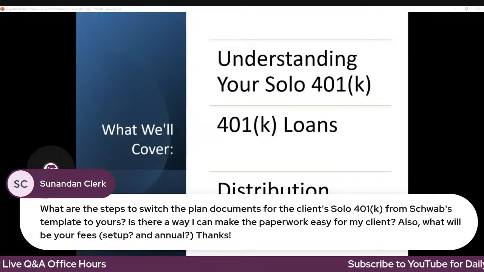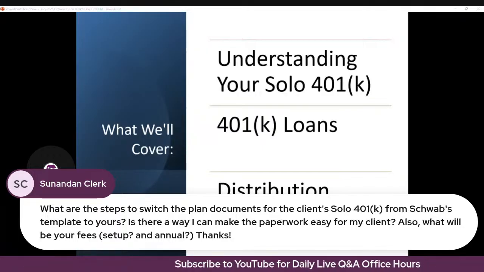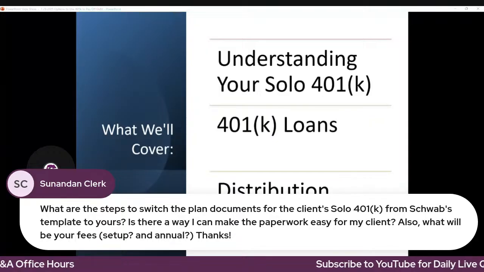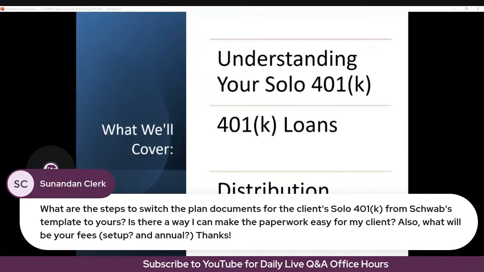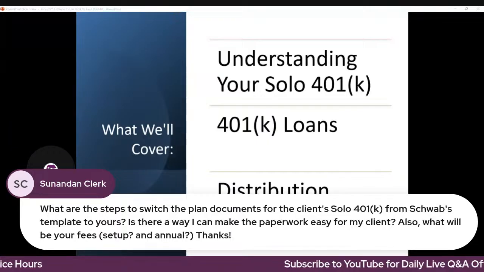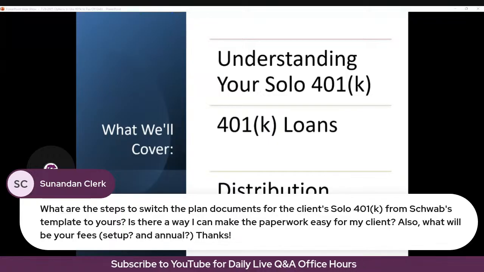So that's a classic scenario where someone will start out with the basic plan, for example, at Schwab, and then want to upgrade to our plan to take advantage of the service and features of our plan, whether it's the ability to make mega backdoor Roth contributions, or the ability to take a 401k loan, or the ability to qualify for a tax credit. Our plan makes the self-employed business eligible for $1,500 in tax credits.